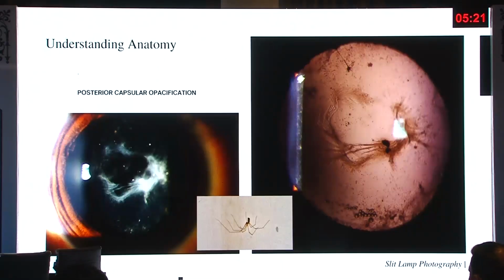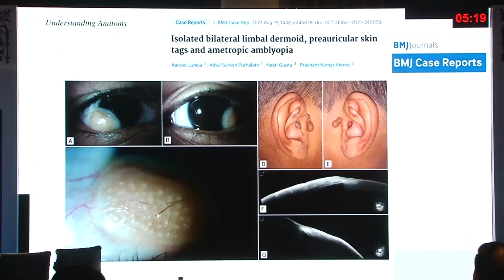So you can even take creative images if you know the exact anatomy of what is happening. This is another case of limbal dermoid, which you can see we have taken a clinical photograph, and you can see the dermoid infiltrating into the corneal substance, which is taken with ASOCT.